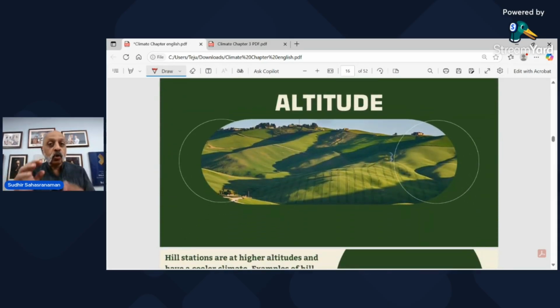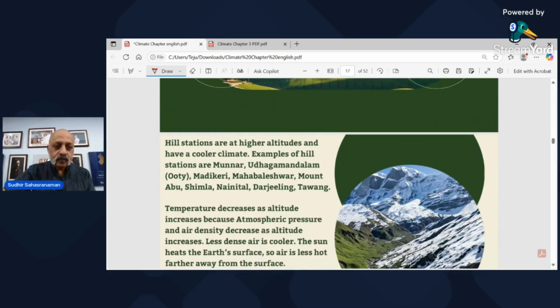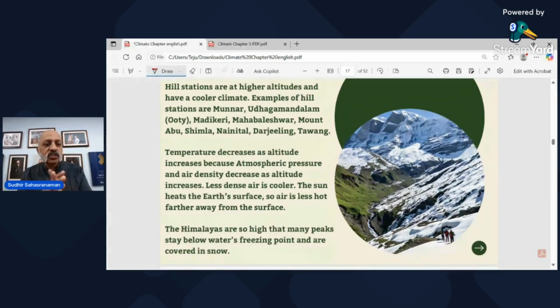Now let's come to altitude. Altitude, the basic meaning is height. The hill stations are at higher altitudes and therefore they have a cooler climate. By now you have understood it.